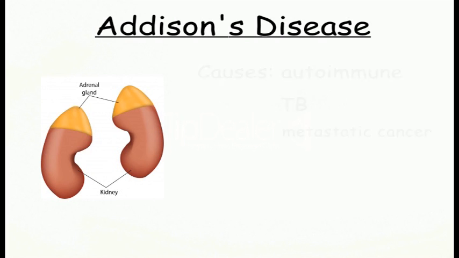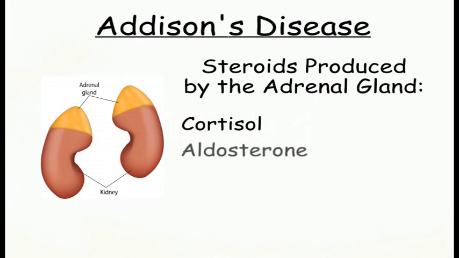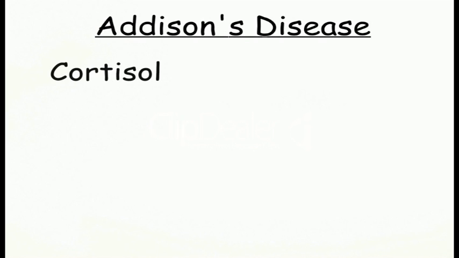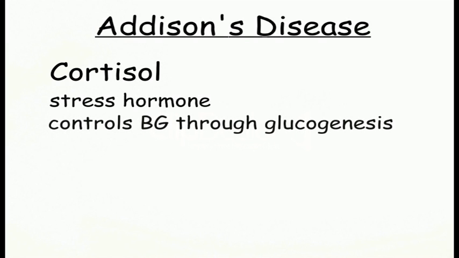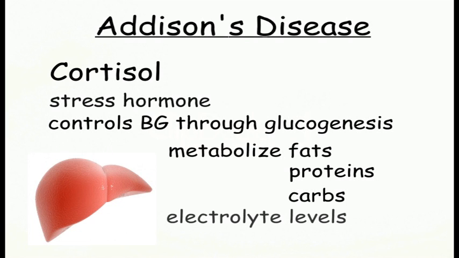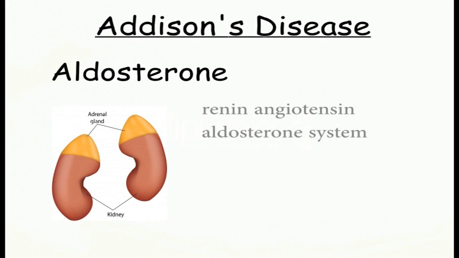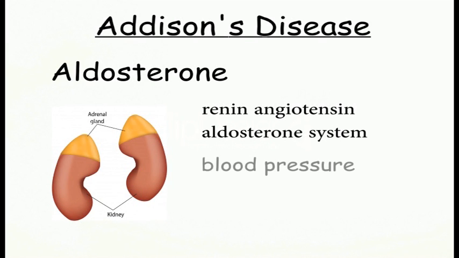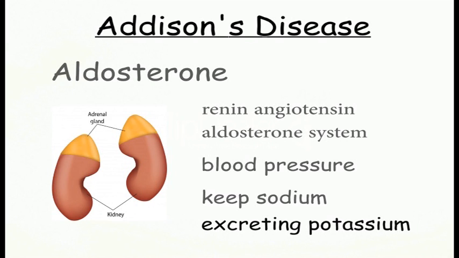Adrenal glands lie on top of your kidneys, and they are responsible for the production of cortisol and aldosterone. Cortisol is a key player in the body's response to stress. It can also control blood glucose levels through a process called gluconeogenesis. It can help metabolize fats, proteins, and carbs, and it helps with regulating electrolyte levels. Aldosterone helps regulate blood pressure by way of the renin-angiotensin-aldosterone system, and it also is responsible for retaining sodium and secreting potassium.